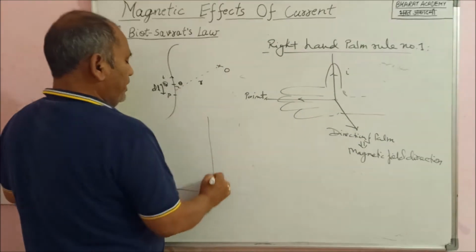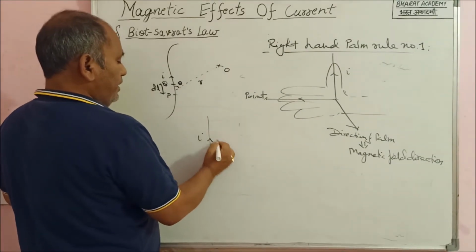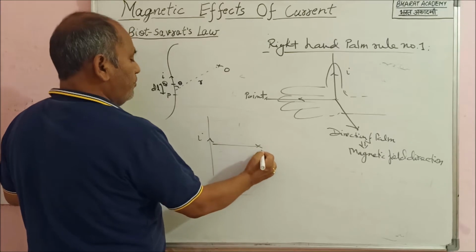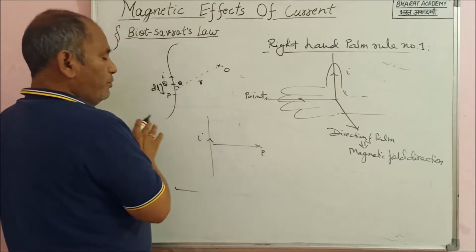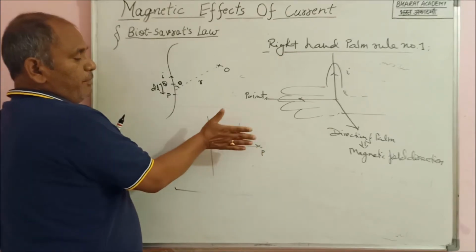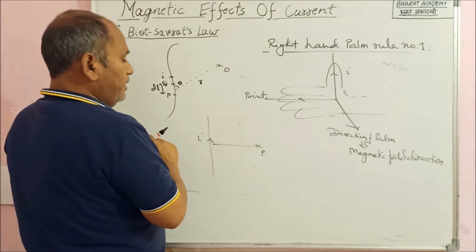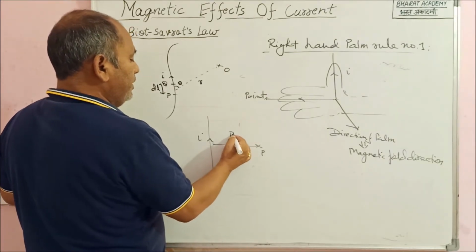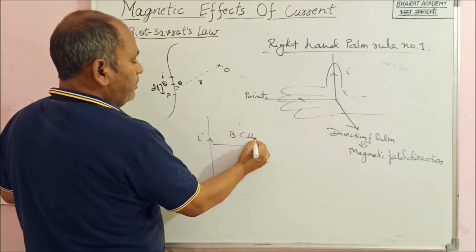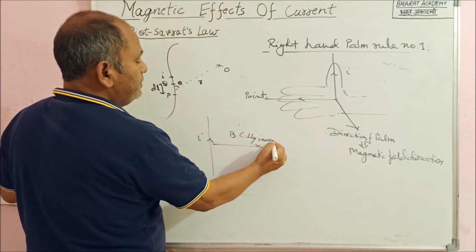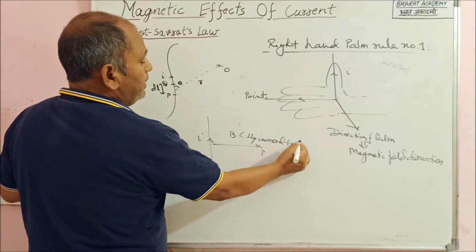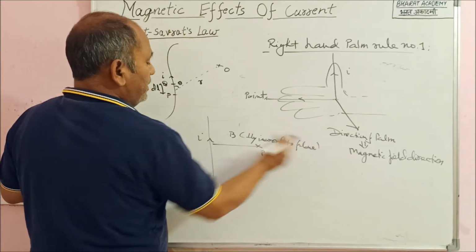How to apply? Suppose I am having a current carrying wire like this, I, and the point is somewhere here. What will be the rule? Current, point, my palm is directing inside. Here the magnetic field B will be perpendicularly inward to the plane. Very simple, like this.